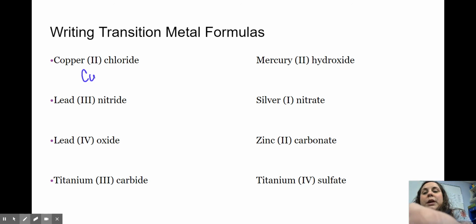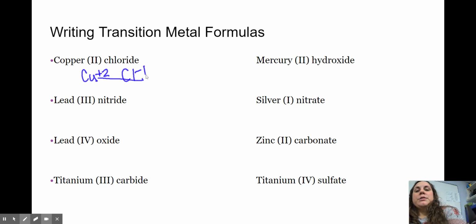So we have copper, its charge is inside of the parentheses, so it's +2. And then we have chloride, which is just Cl. Its charge is -1. Okay? I'm going to cross those down, and my compound is going to be CuCl2.